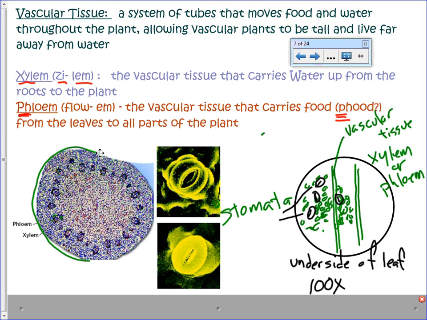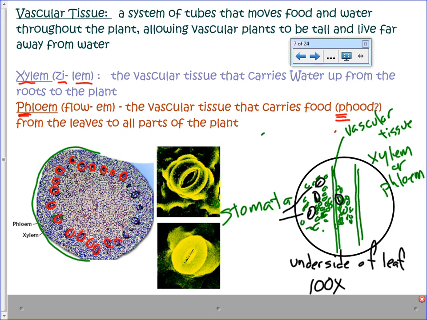It's a little bit hard to see, but when we look at the flowers tomorrow, you can look at a cross section of the stem and you'll see these little bundles. And these little bundles are carrying the food and water up and down. And when you label them, you can just say vascular tissue. Vascular tissue, xylem and phloem.